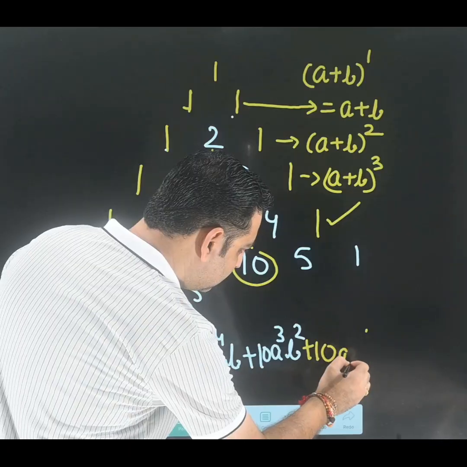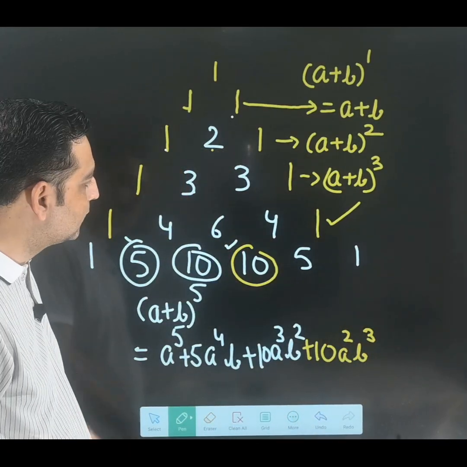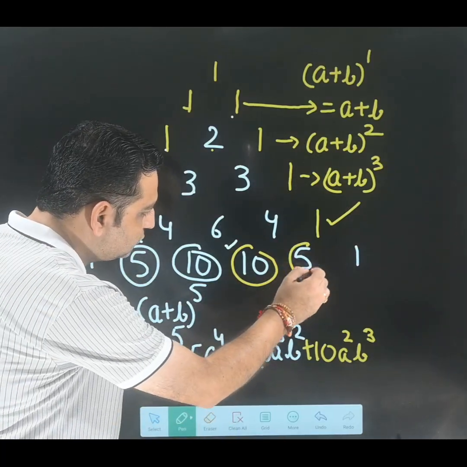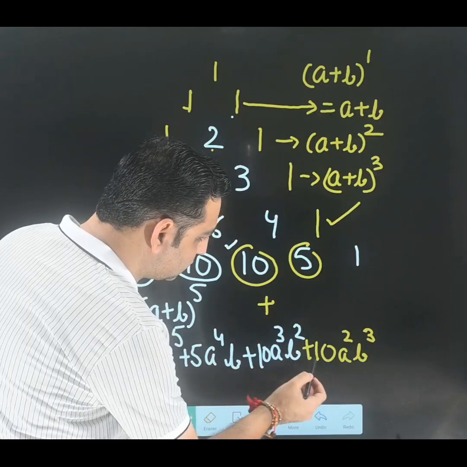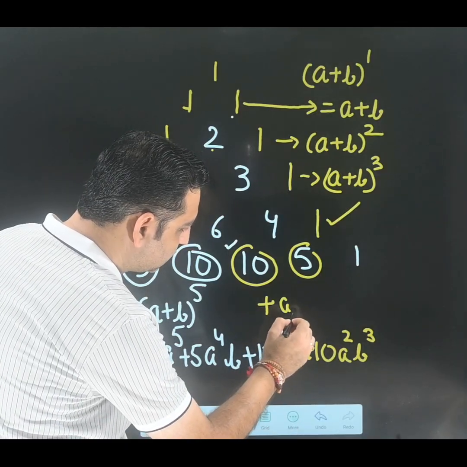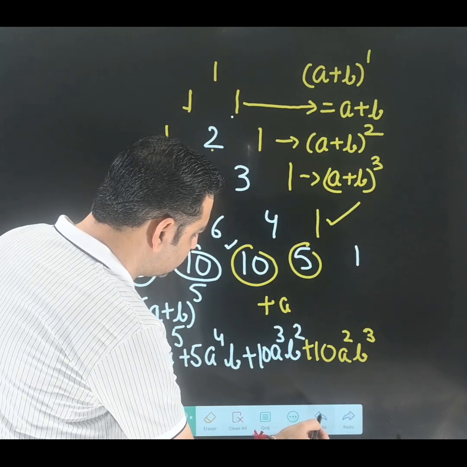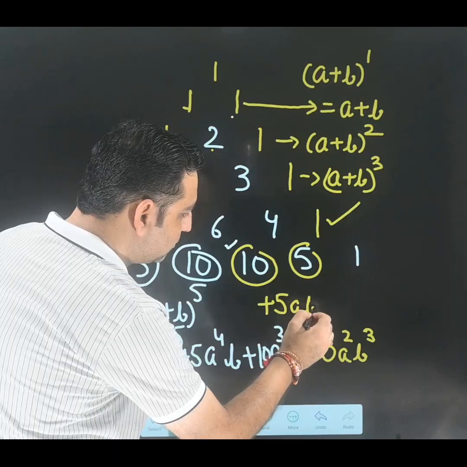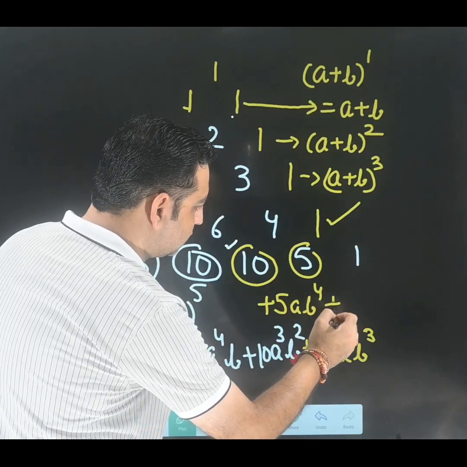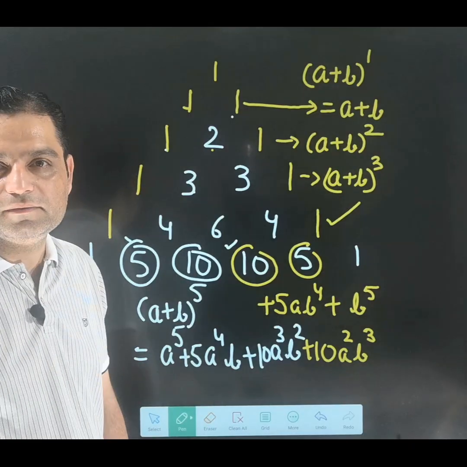A cube will become a square and b cube, right? The next coefficient is 5. I'm writing it here at the top after that. The next term will be single a but b power 4. But yes, its coefficient obviously I need to add. Coefficient is 5, a b power 4, and at the end it is only b power 5. That is how we can expand.